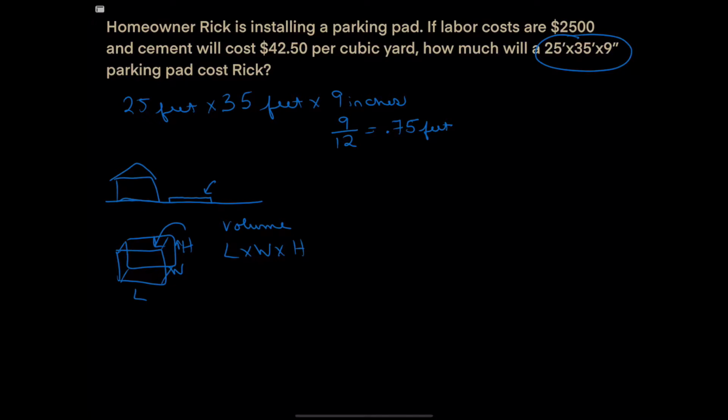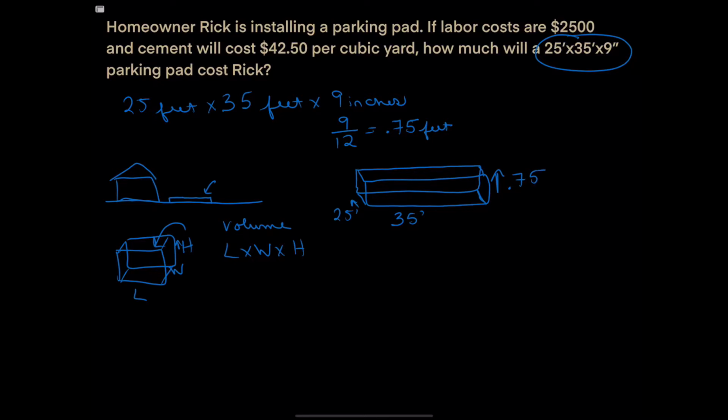So in this case, and mind you, this is not going to be to scale, we have this parking pad. I'm just going to draw out our dimensions here. We know it is 35 feet. And then if we want to know how deep it is, or how far back it goes, that's going to be 25 feet. And then we want to know how tall it is, and that's 0.75 feet, right?